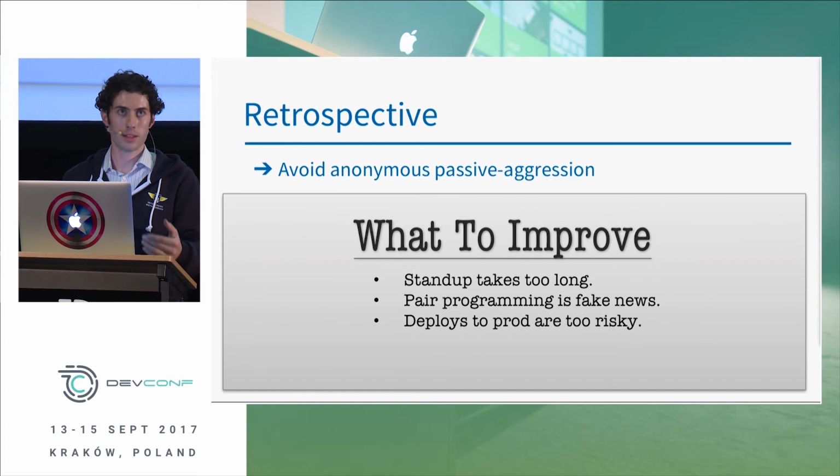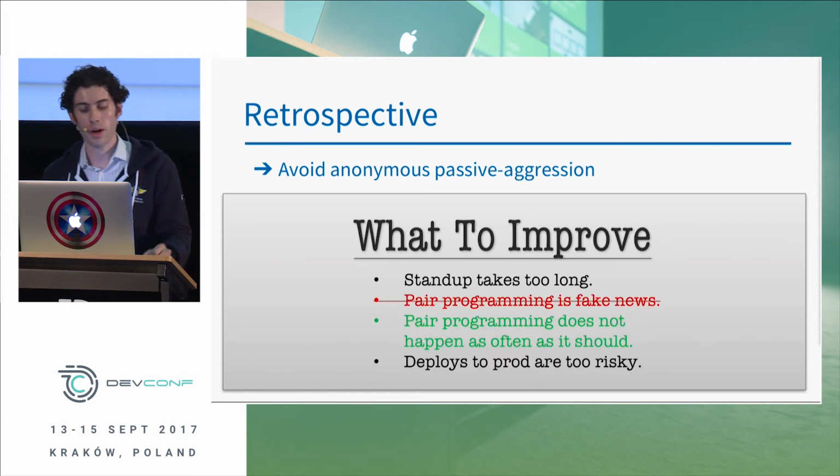And if at the stand-up we said, okay, let's go down the list, who wrote this, number 2, let's talk about it. If no one raises their hand, then really all that's being accomplished is passive aggression. We're not actually able to solve any problems. So a better way of writing this would be to actually describe the problem that you're having, like pair programming doesn't happen as often as it should. And if a person is not willing to speak up and have that conversation, then I think that they just shouldn't write that card in the first place.